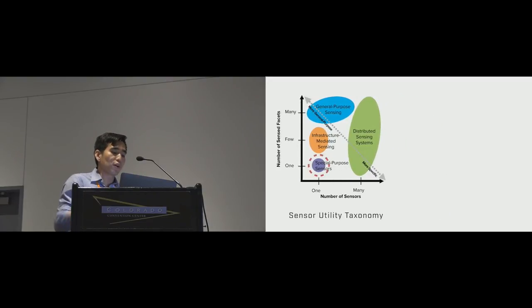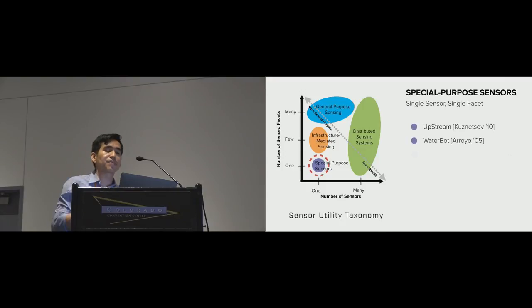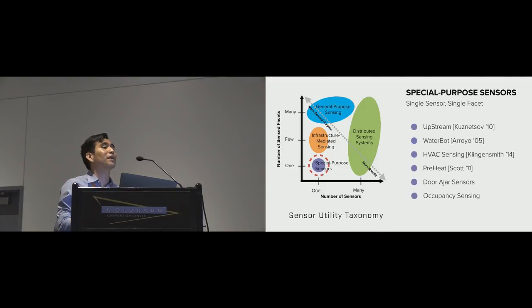The most common form of sensing is to use a single sensor to monitor a single facet of an environment. So one-to-one is what we call it. And we call them special purpose sensors, as seen here in the left quadrant. For example, a door sensor can only detect when a door is open or closed, or a water faucet sensor knows when a faucet is running. Again, one-to-one. There's no notion of generality. Each facet of interest is monitored by a specific and independent sensor.